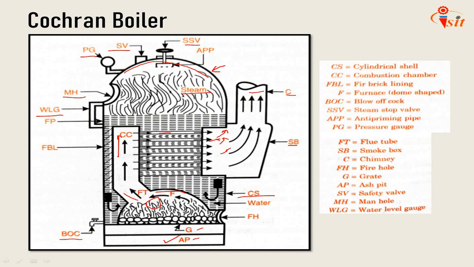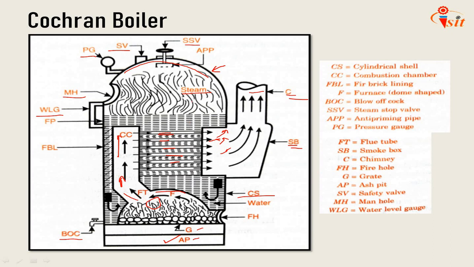The gases of combustion produced by burning of fuel enter the combustion chamber through the flue tube and strike against the fire brick lining, which directs them to pass through a number of horizontal tubes. So these number of horizontal tubes are provided here, being surrounded by the water, after which the gases escape to the atmosphere through the smoke box and chimney. A number of hand holes are provided around the outer shell for cleaning purposes.